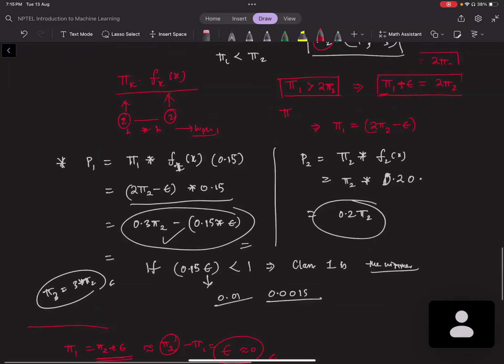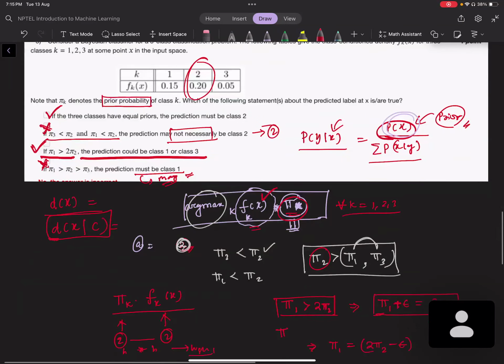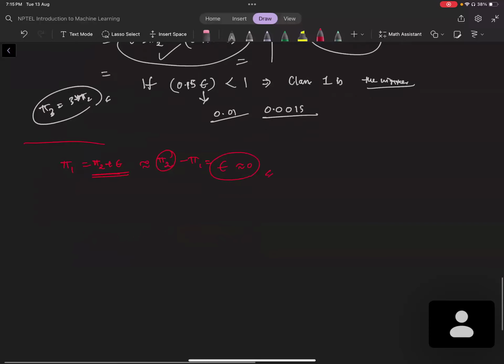So just saying this statement, that it is better than this, will not change the fact that it can be a very small change, and with that small change, it will not be able to overcome the probability for class 2. So the argmax can pick class 2. So it must be class 1? If it were maybe class 1, then it could be true. But since it says must be class 1, this will be false. This gives A and C as the final answer.